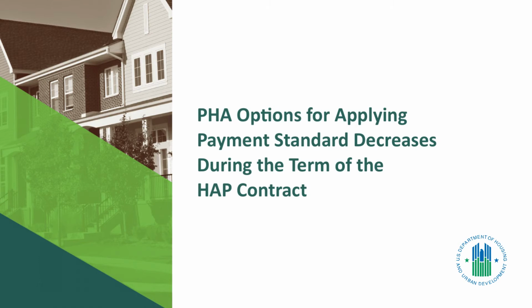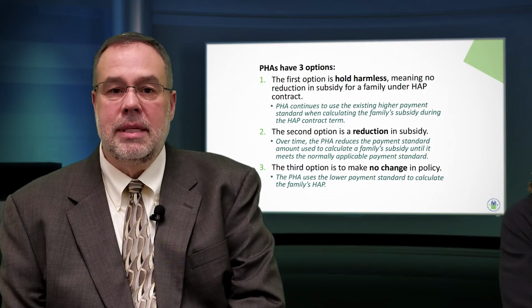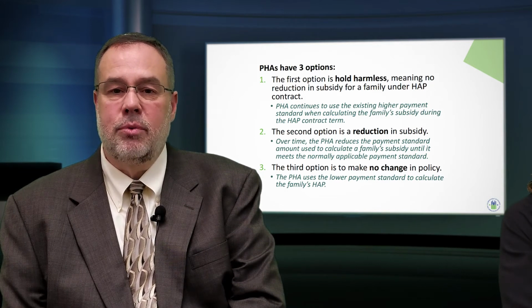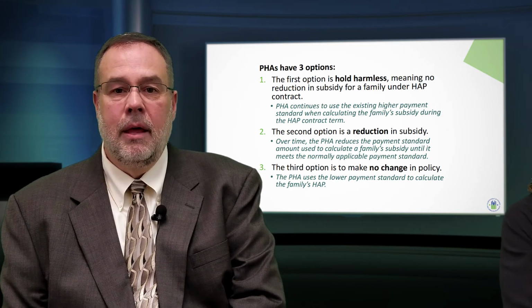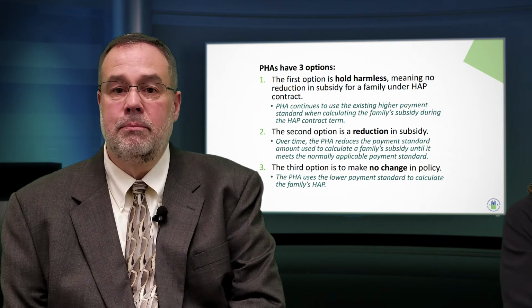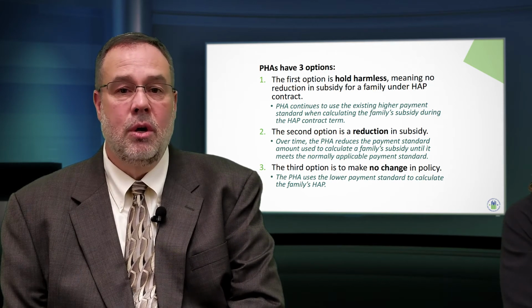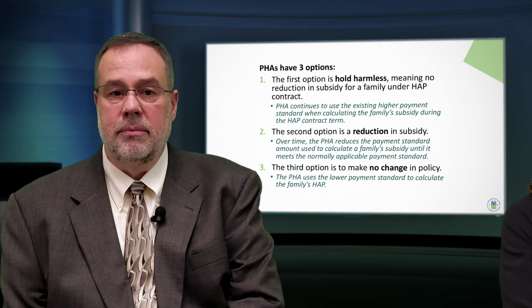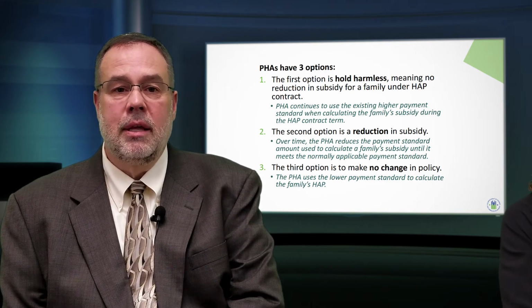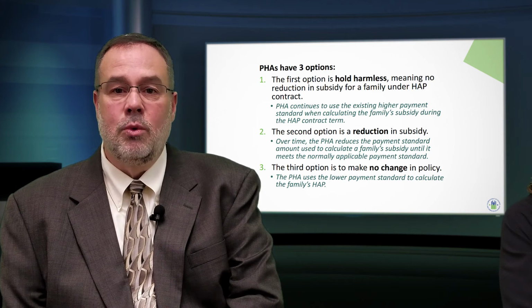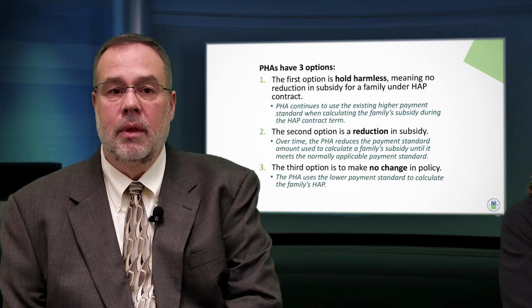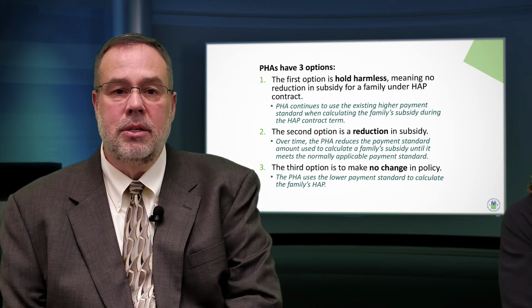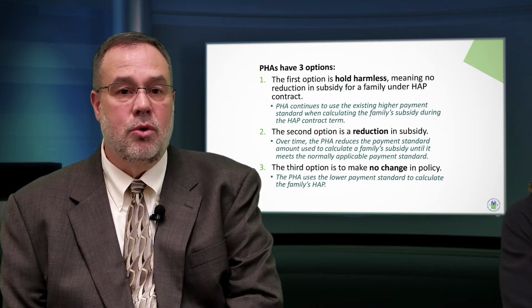Now, for families under HAP contract on the effective date of a decrease in the payment standard amount, PHAs have three options to choose from. A PHA could institute a hold harmless policy, they could reduce the subsidy based on payment standards above the basic range, or they could have no change in policy. The first option we mentioned is the hold harmless policy, which means there will be no reduction in subsidy for a family under HAP contract. Under this option, a PHA continues to use the existing higher payment standard when calculating the family's subsidy during the HAP contract term.